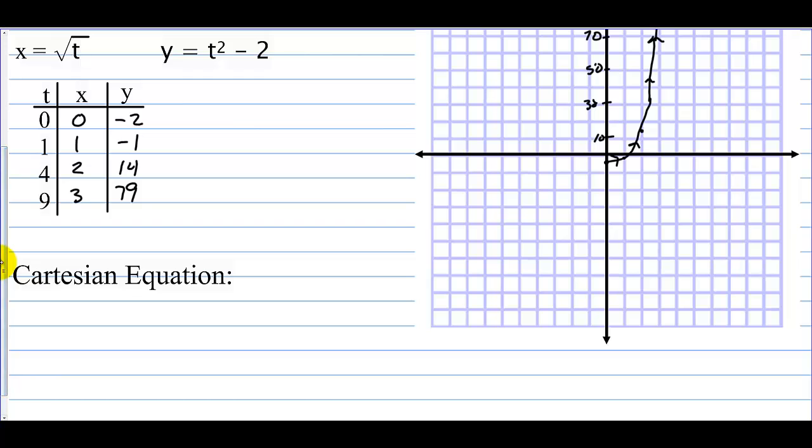Let's get the Cartesian equation. We need one of these to say t equals, and it can be either one, but it looks like x would be the easiest. So we square both sides, and we get t equals x squared. Now we're going to replace this t with x squared, and we get y equals x squared squared minus 2, which is equal to x to the fourth minus 2.